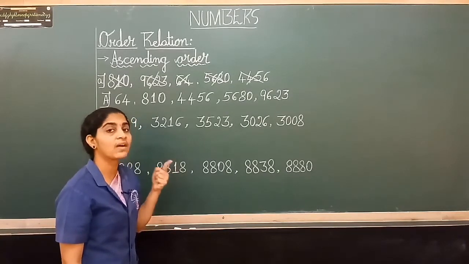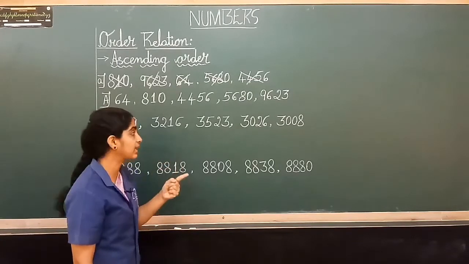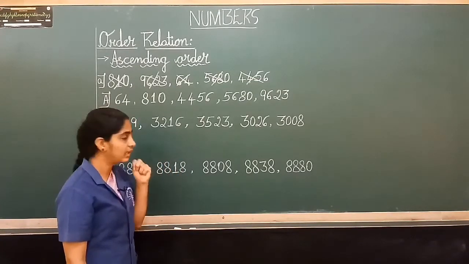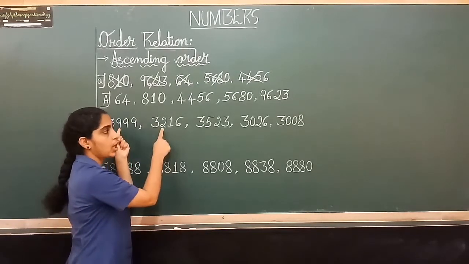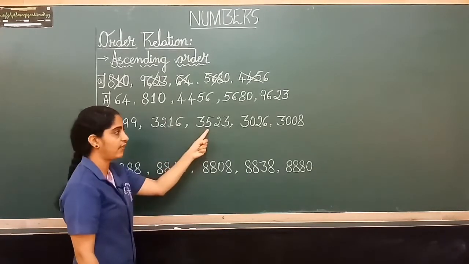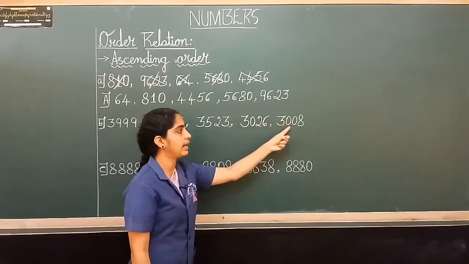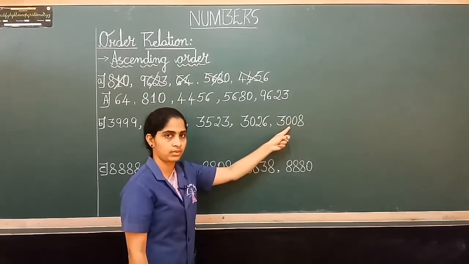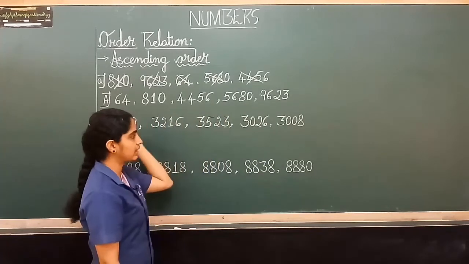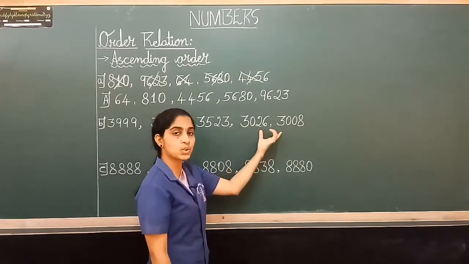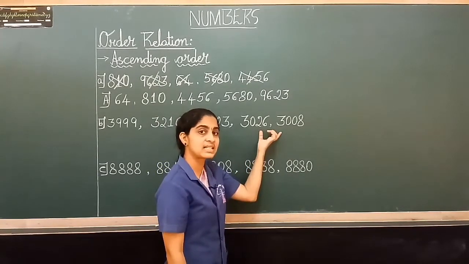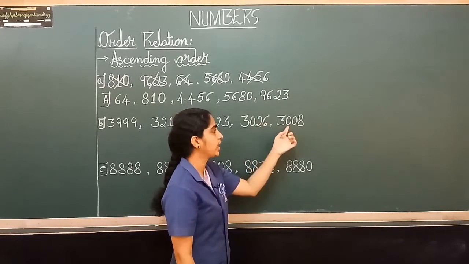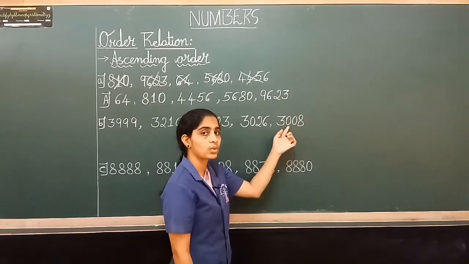Yes, now we have to compare the second digit. Here we have 9 and here 2. Here we have 5 and here 0, and again we have 0. Correct? So when we compare these numbers in these two places, we have the same number in the second place. Here also we have 0. Here also we have 0. So what can we do?